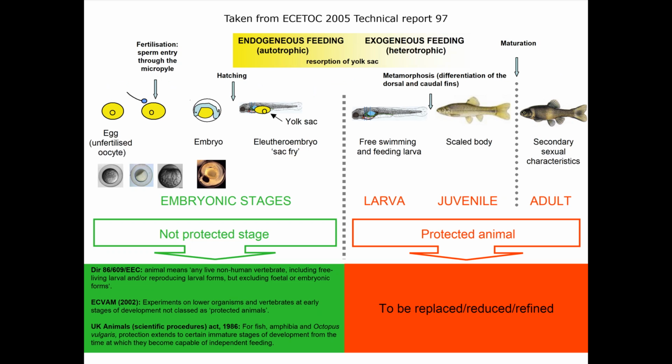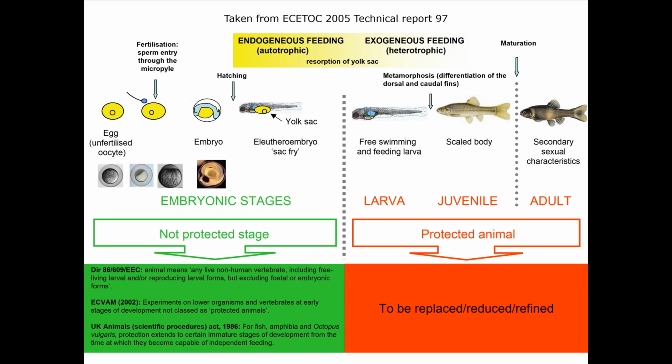So in this graphic here, anything on the left-hand side, or my left-hand side, it might be your right-hand side, the green side is the embryonic stages of development. And this is anything from the egg being fertilized, the developing embryo, up to the point where it hatches, but where it is still not capable of independent feeding. So it still requires the use of its yolk sac.